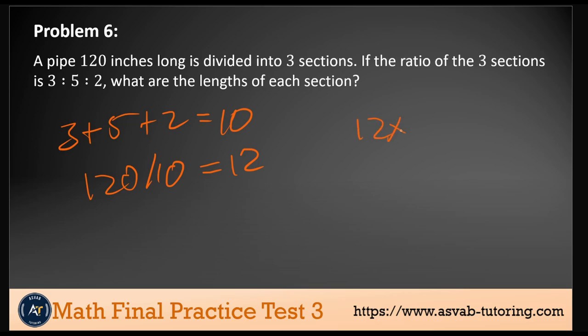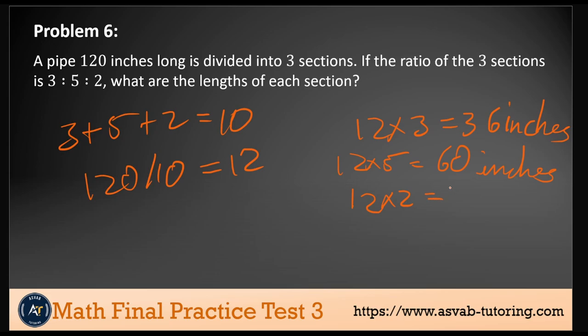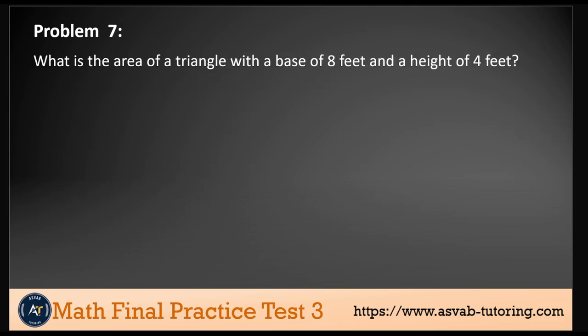So we have each section as follows. 12 times 3 is obviously 36 inches. 12 times 5 equals 60 inches. And 12 times 2 equals 24 inches. I should write that inches better. There you go. And those are our final answers. All right, moving on to the next one.